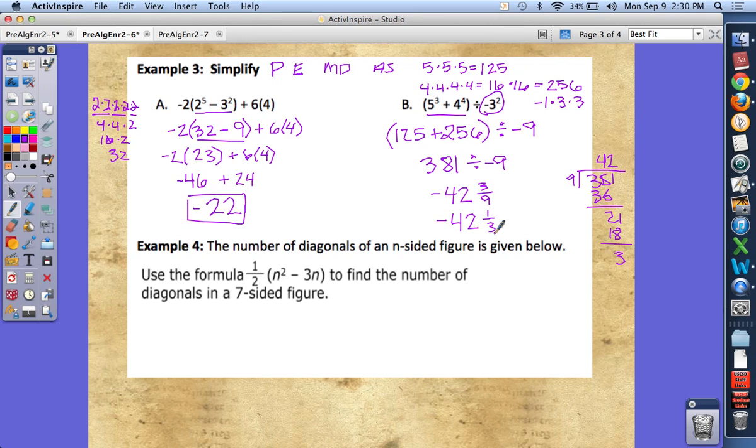You could also set it up as a fraction and just reduce it. 381 over negative 9. What are they both divisible by? Since it's not going to come out as a whole number, just reduce it down by 3. And you would have a negative 127 over 3. All of these would be good answers. All right.